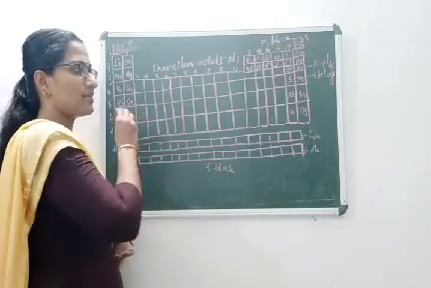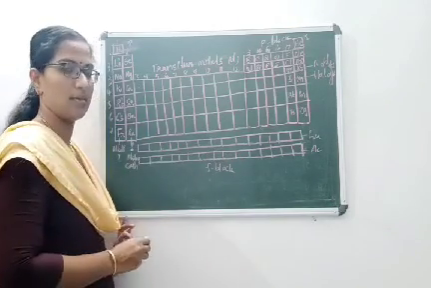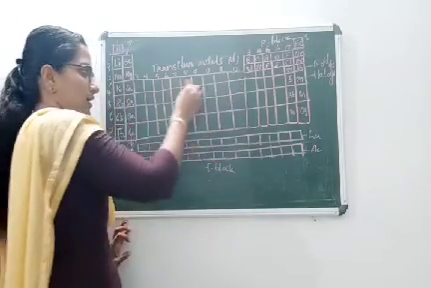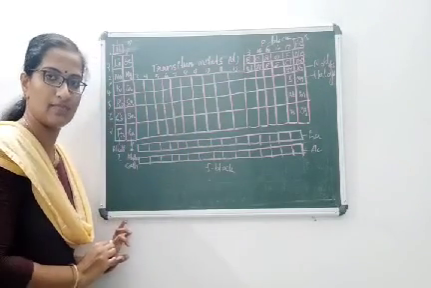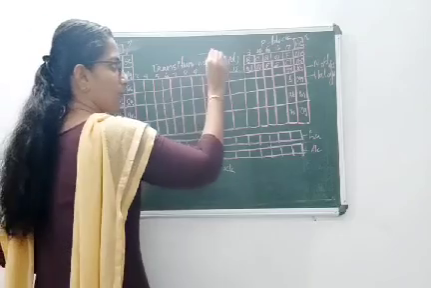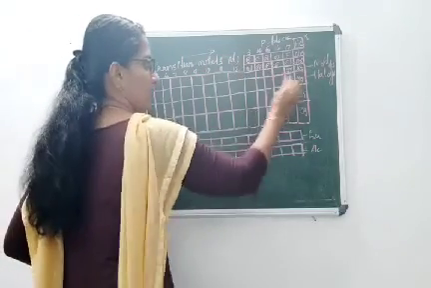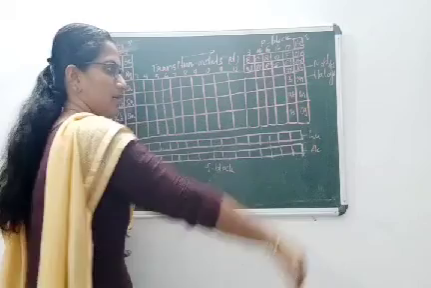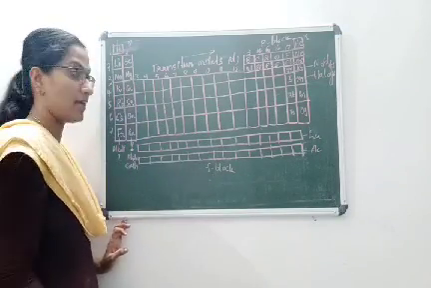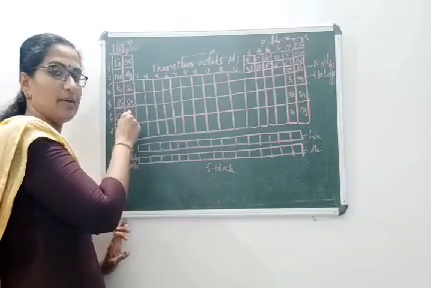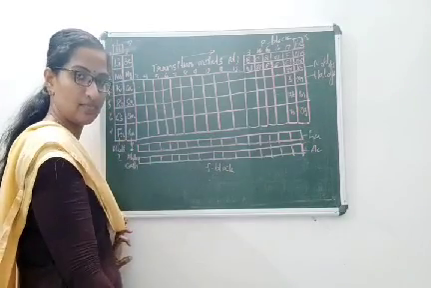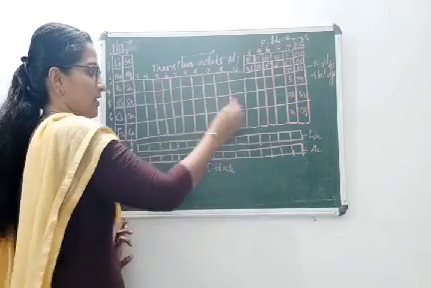These are the simple outlook of the periodic table. You can see that the left side is fully covered with metals, and the right side is full of non-metals. You can see metalloids here. The left of the periodic table is metals, this is fully non-metals, and this is the transition metals.